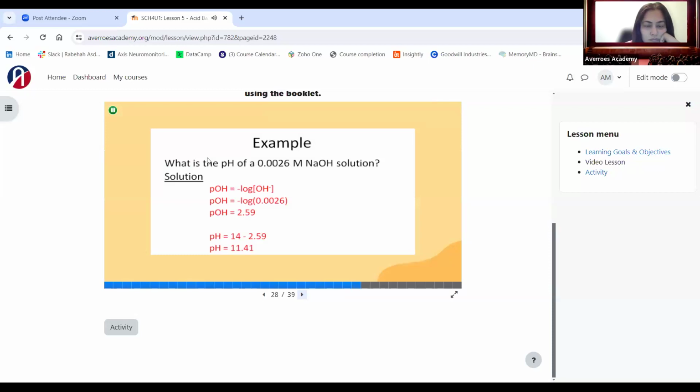Look at another example. What is the pH of a 0.0026 molar NaOH solution? Well, our pOH is negative log times the concentration of OH minus, which we are given in the question. So we sub that in, do the negative log of that, and we get a pOH of 2.59. To calculate the pH, that is 14 minus 2.59, and we get 11.41.